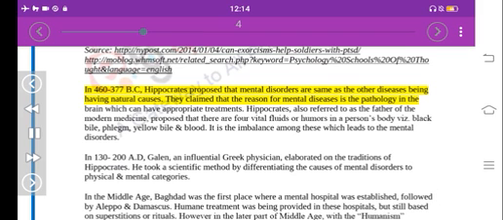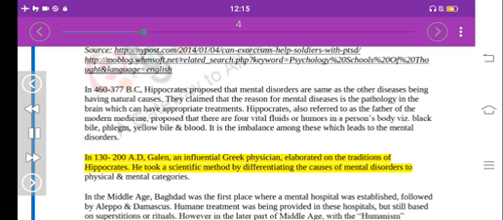In 460 to 377 BC, Hippocrates proposed that mental disorders are the same as other diseases, having natural causes. They claimed that the reason for mental diseases is pathology in the brain, which can have appropriate treatments. Hippocrates, also referred to as the father of modern medicine, proposed that there are 4 vital fluids or humors in a person's body, viz. black bile, phlegm, yellow bile, and blood. It is the imbalance among these which leads to mental disorders.